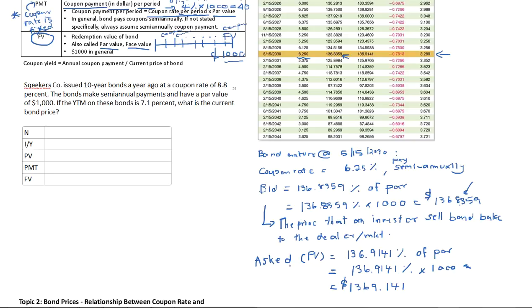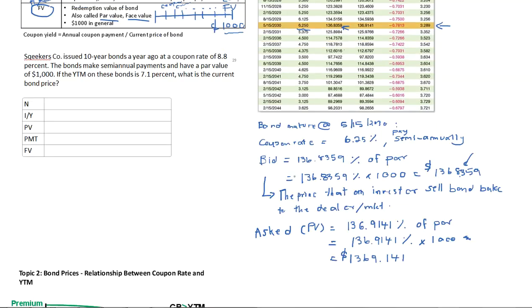dollars. And this price is the price that an investor will pay to buy a bond. So that's the definition of ask. That's why, from your investment perspective, the ask price will be used as PV, because it's the price today that you're going to spend to buy a bond.